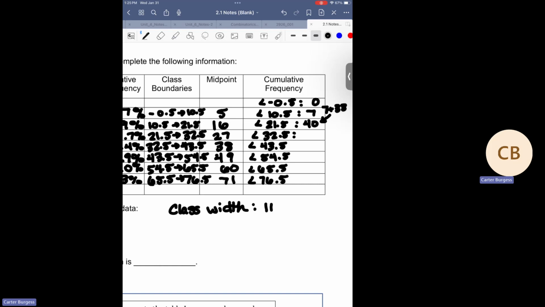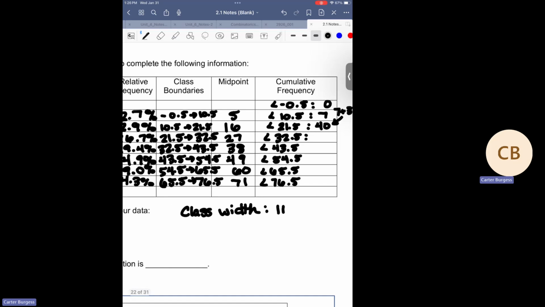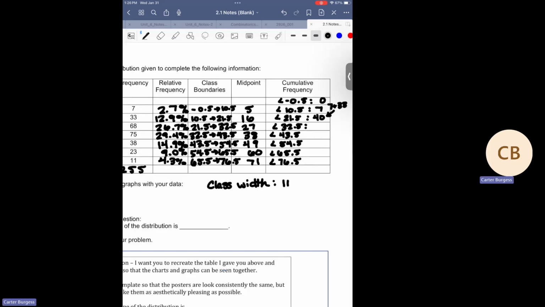So thinking of the first one, we've gone through 0 buckets, so we have nothing. Second one, we've gone through 1 bucket, so we have 7. Third one, we've gone through the first and second buckets, so we have 7 plus 33, we have 40 data points. By the third bucket, once we're through the third bucket, how much data do we have? 108, which is that 40 plus that 68.